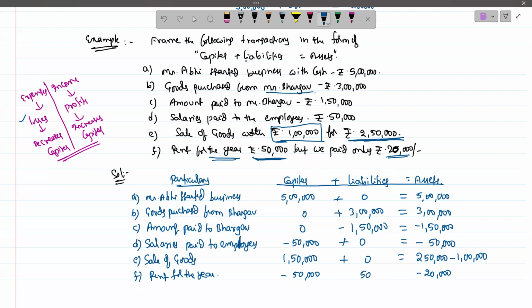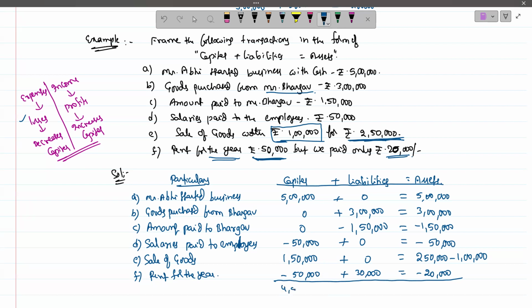So liabilities is increased by how much amount we are liable to pay? 30,000. So minus 50 plus 30 equals minus 20,000. And this is the process of framing the accounting equation. Okay, so we'll calculate.